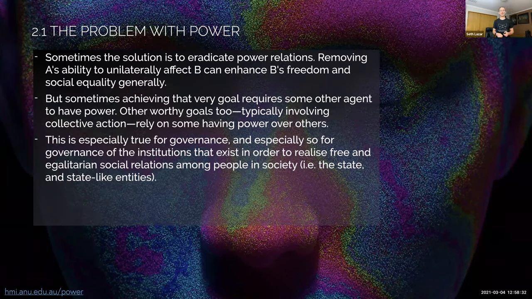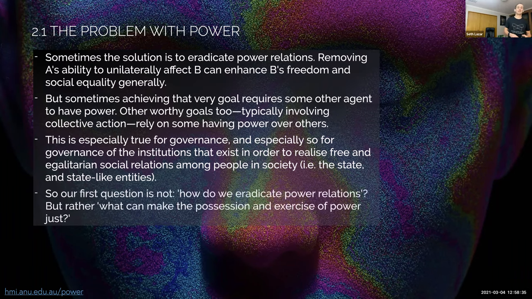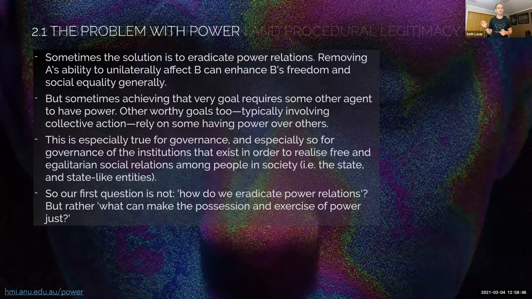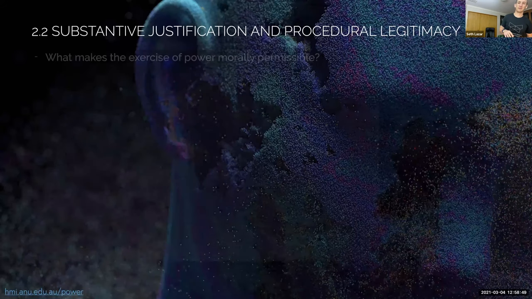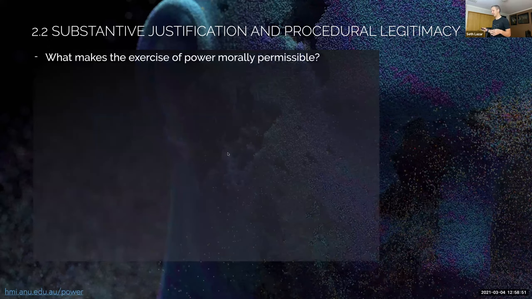So the question is not how do we eradicate power relations, but rather what can make the possession and exercise of power just, or, all things considered, morally permissible. That's what we're going to talk about. What I'm going to do, depending on time, is less go through all of it, because it would be a whole course in political philosophy to think about what makes the exercise of power morally permissible. What I want to do is talk about some distinctions you can draw to help you think through this question, so you can populate those distinctions later as you think more about them.